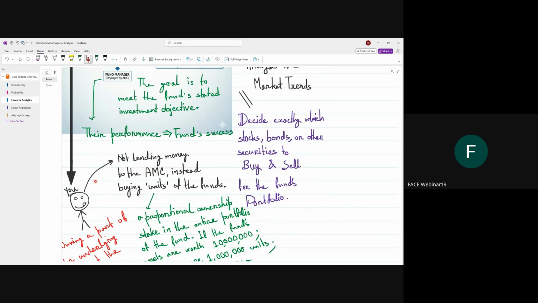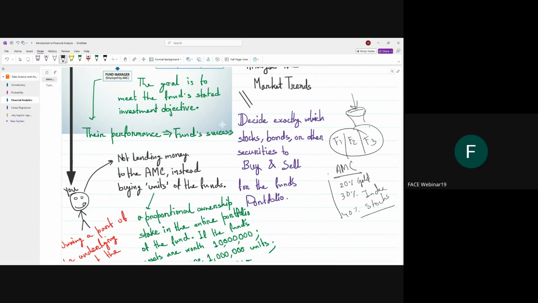What happens is that you are not actually lending money to the AMC. Say this is an AMC and multiple people are putting in money, funds F1, F2, F3. You are not paying this to the AMC. The AMC has a proposal or structure, like say 20% to gold, maybe 30% to index, 40% to stocks. Now this is a very generalized way of explanation.